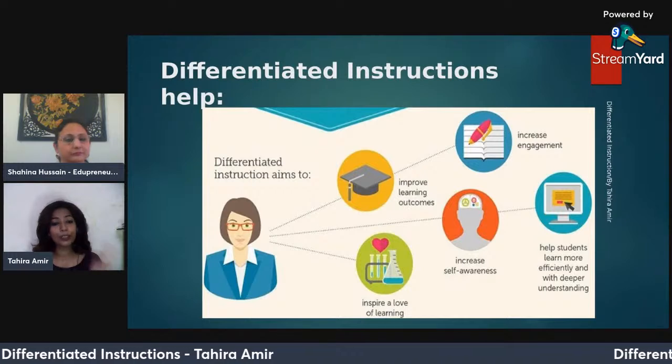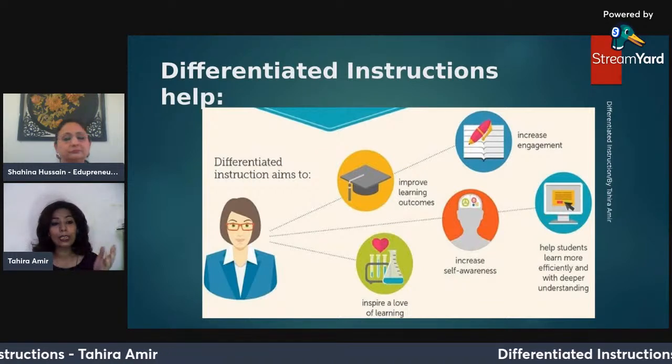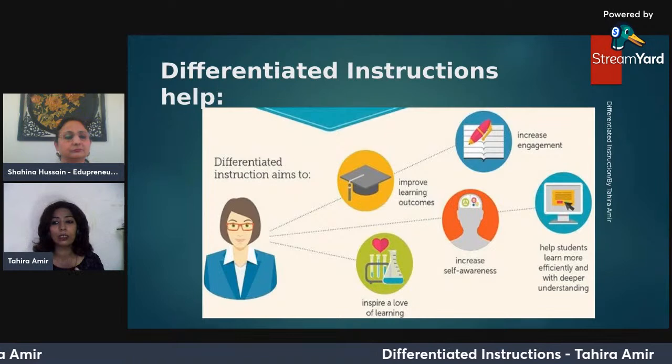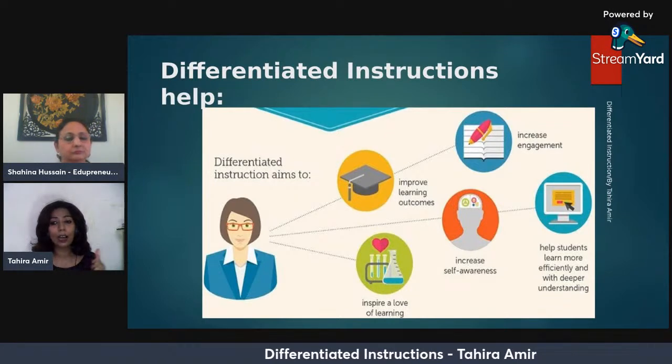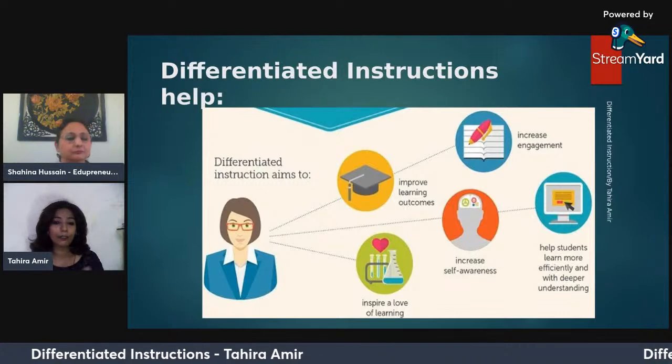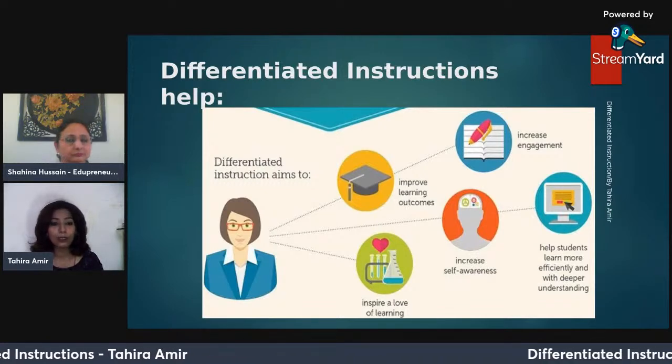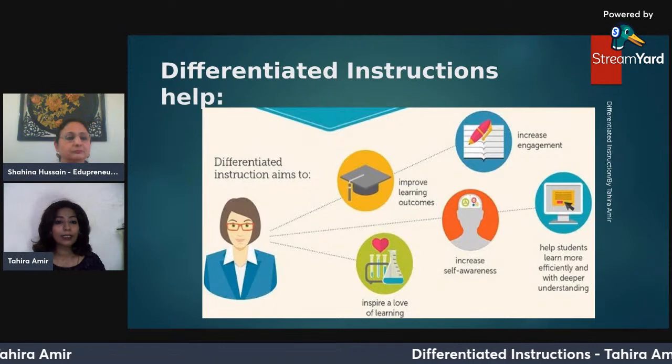We are going to further talk about differentiated instruction in the classroom, and how it is divided. There are different elements that we focus on. Can we move to the next slide, please?